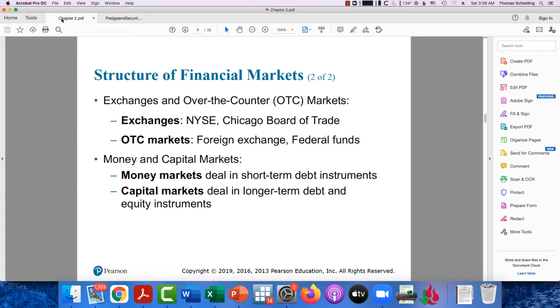Capital markets are less liquid. It's longer term debt. It's longer term equity instruments that are a little bit harder to unwind. And so because it's less liquid, it's called capital as opposed to money.